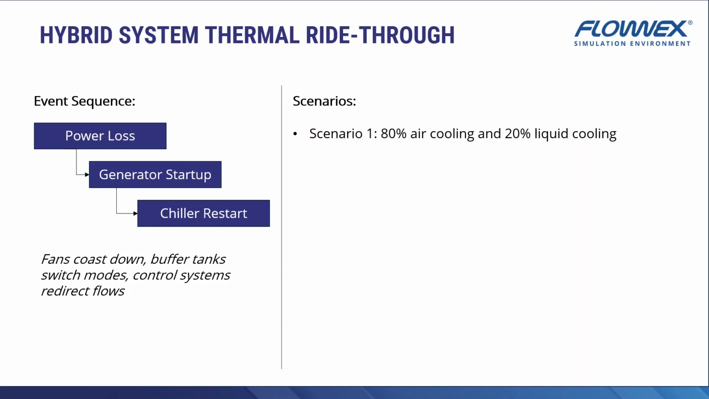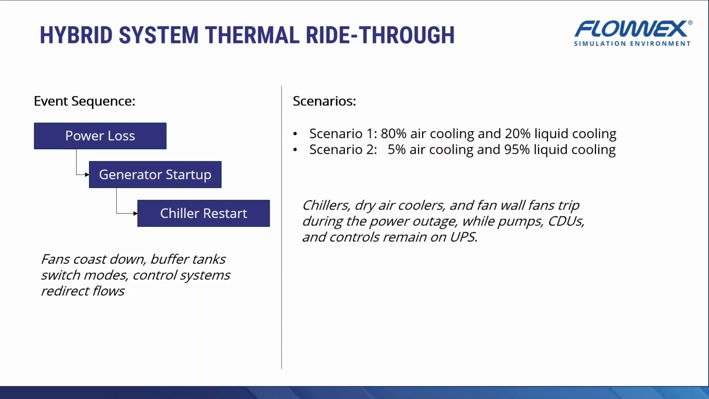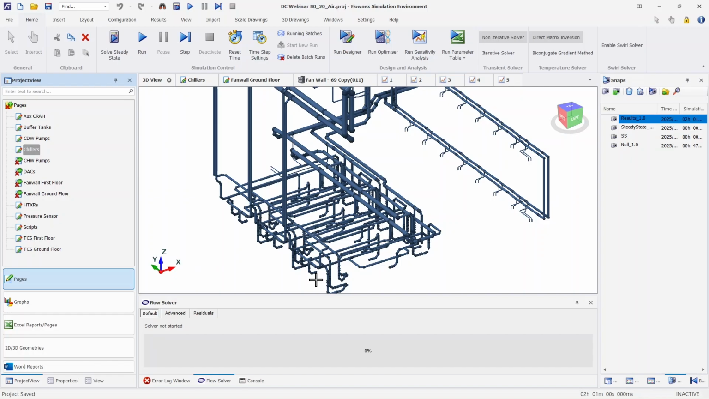In scenario 1, 80% of the load is cooled by fan walls and 20% by liquid cooling. In scenario 2, the split is 95% liquid and 5% air. In both cases, the chillers, dry air coolers, and fan wall fans trip during the power outage, while pumps, CDUs, and controls remain on UPS.